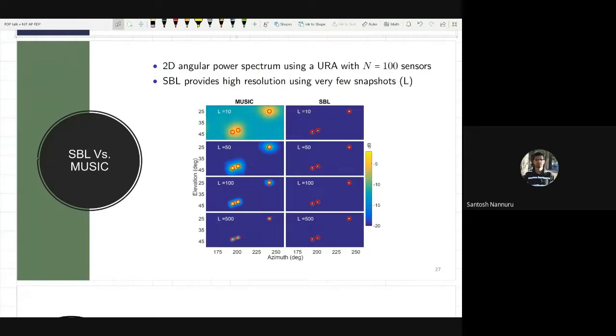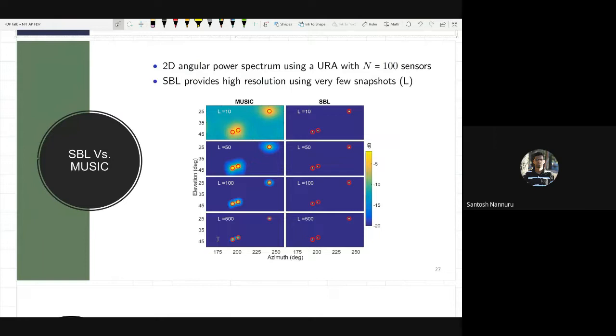of angle. Okay, so here if you see for L equal to 10, it's very few snapshots. MUSIC cannot distinguish the two nearby sources. It's two nearby red sources, whereas SBL seems to work very well already. And then I gradually increase the number of snapshots down the rows, 50, 100, and 500. So maybe near 100 or 500, MUSIC is able to resolve them somewhat.